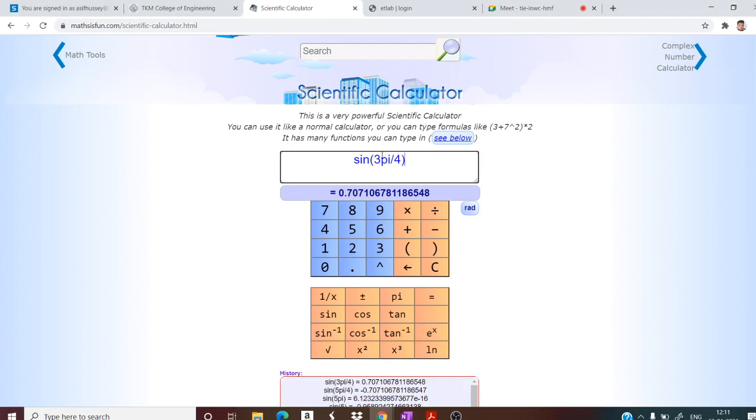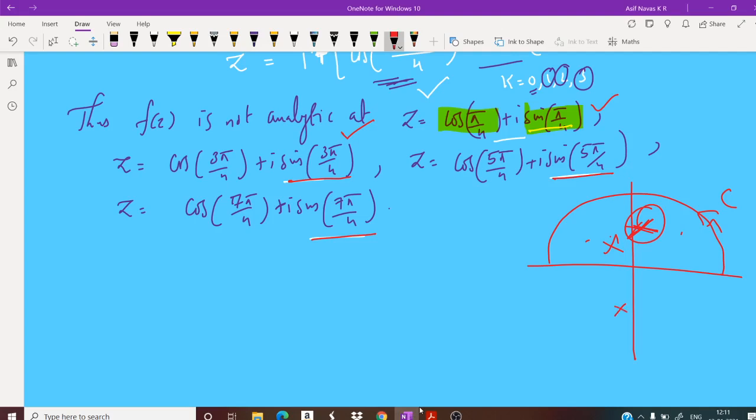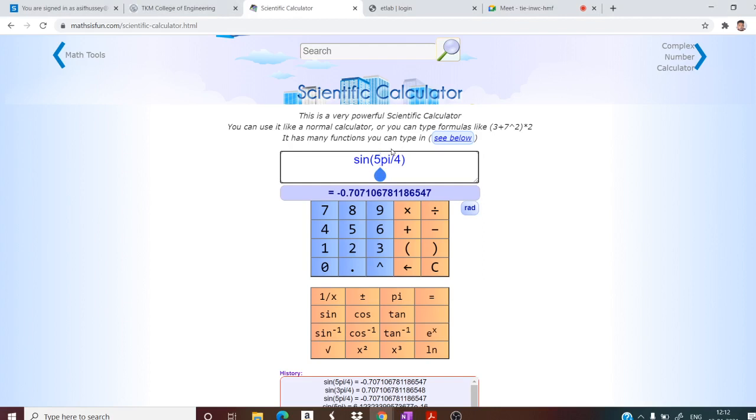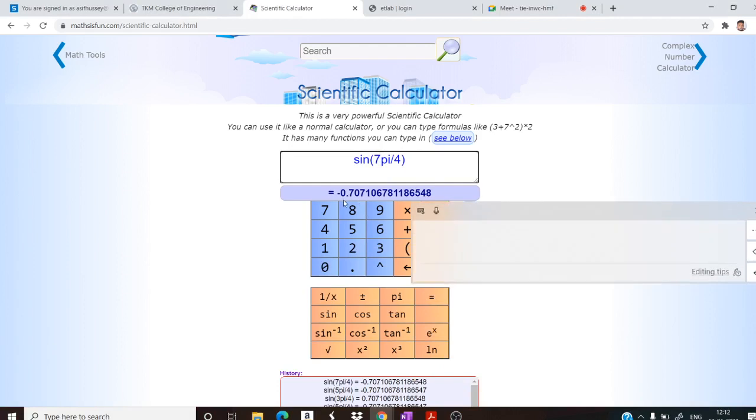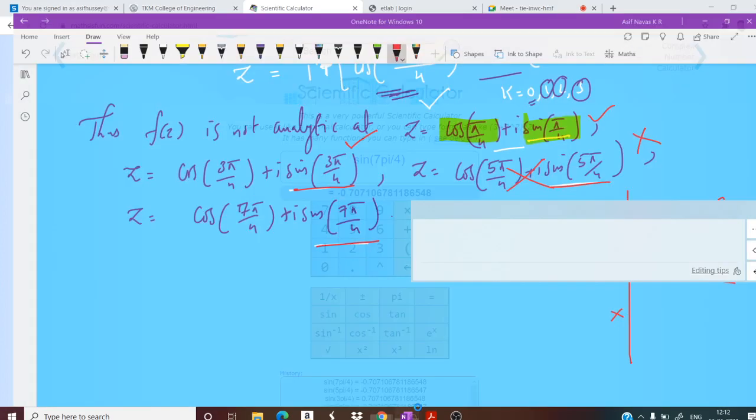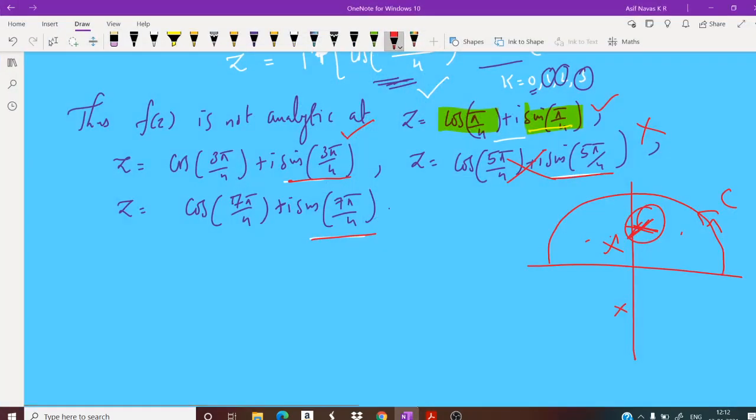I'm just calculating this. Sin 5 pi by 4 is negative, minus 0.707. So this will be in the lower half plane, and we will not consider it. And I will check the other, 7 pi by 4. That is also negative, right? Negative 0.707. So that point is also in the lower half plane.